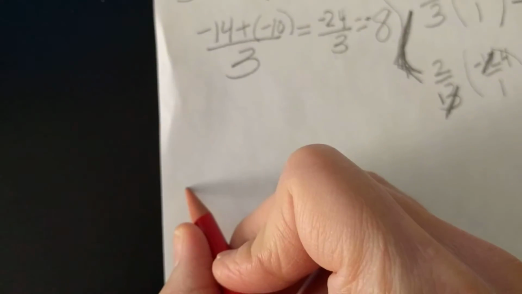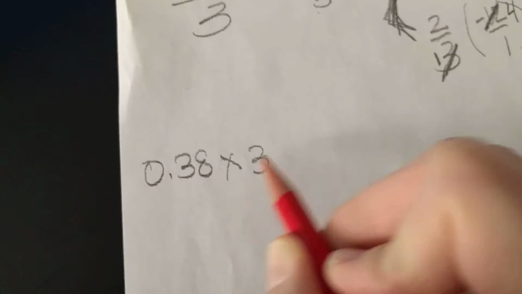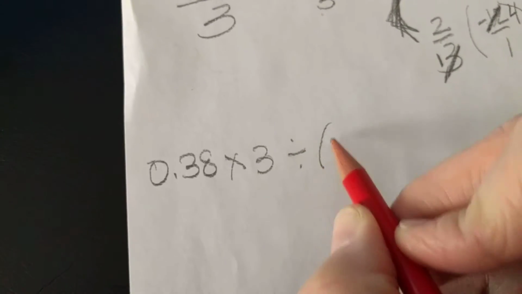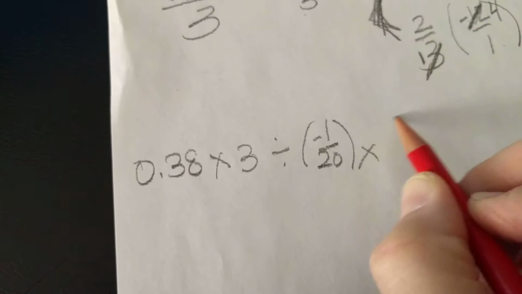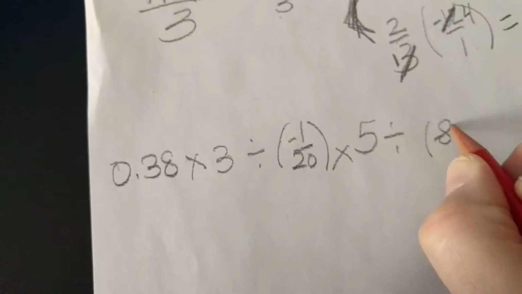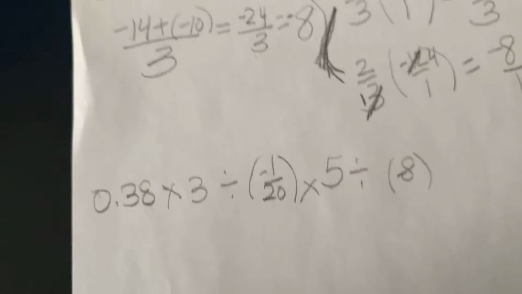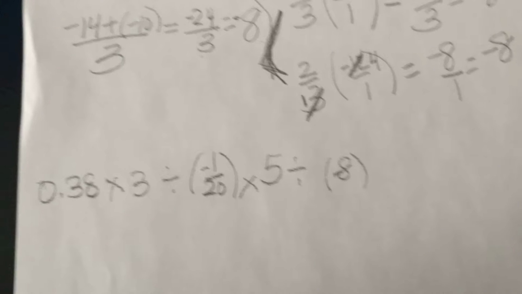So I have 0.38 times 3 divided by negative 1 over 20 times 5 divided by negative 8. All right, I'm going to sharpen my pencil and I don't want to pause, otherwise I'm going to lose this video, so please bear with me.